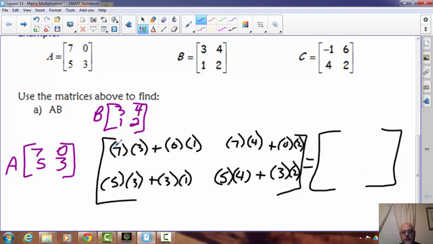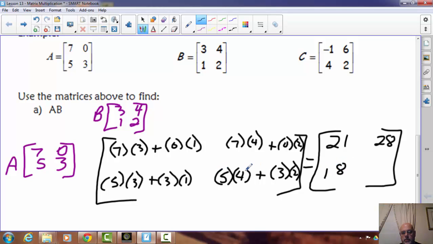Let's look at the first element. 7 times 3 is 21. 0 times 1 is 0. 21 plus 0 is 21. 7 times 4 is 28. 0 times 2 is 0. So 28 plus 0 is 28. 5 times 3 is 15. 3 times 1 is 3. 15 plus 3 is 18.